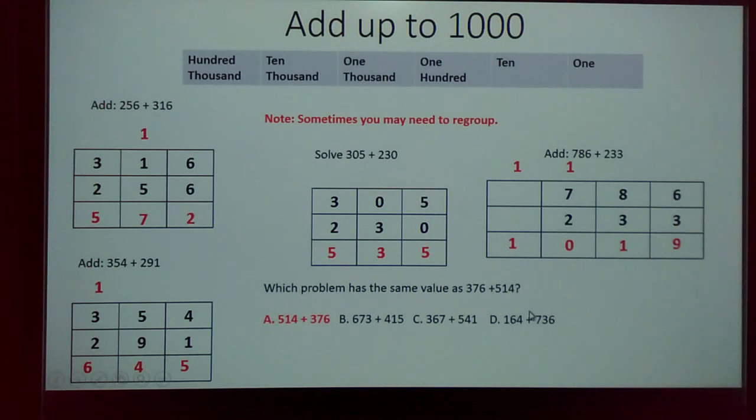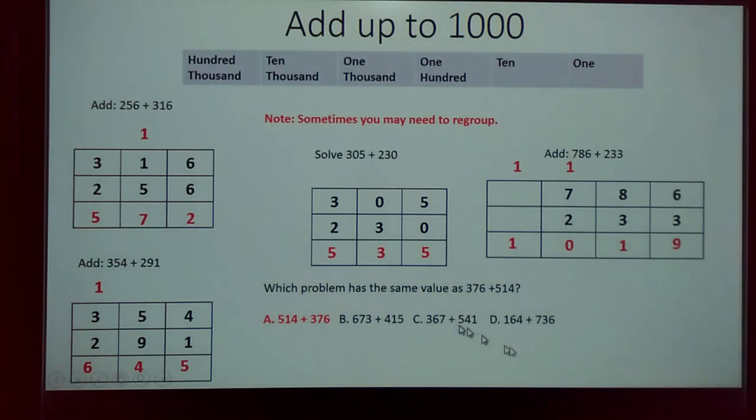And then, which problem has the same value as 376 plus 514? What it means is that when you're adding the same values, you have to have the same digits in the value. So it could be 376 plus 514. Just switch the numbers, you can have 514 plus 376.